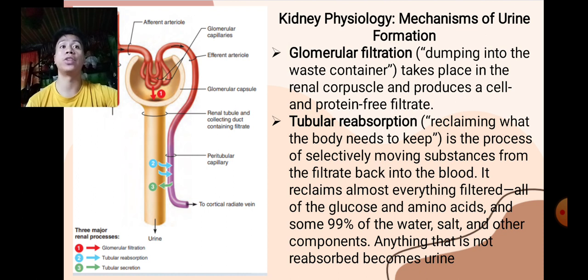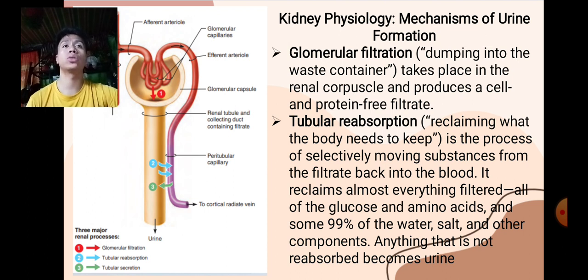Glomerular filtration is number one. It takes place in the renal corpuscle and produces a cell- and protein-free filtrate. In the glomerulus there is a process called glomerular filtration. It's a passive process in which hydrostatic pressure forces fluids and solutes through a membrane. The glomeruli, the plural of glomerulus, can be viewed as a simple mechanical filter. It is in the glomerulus that blood is being filtered.